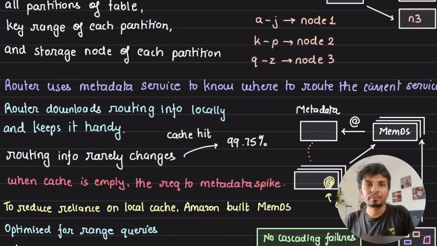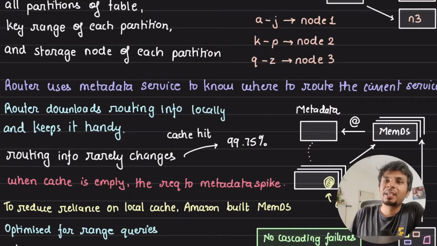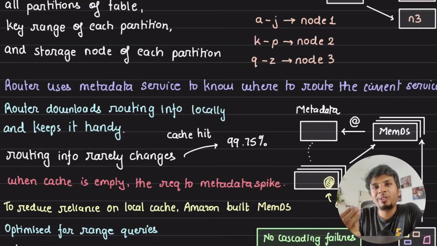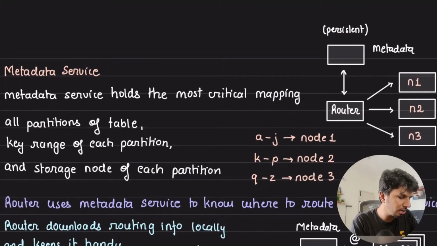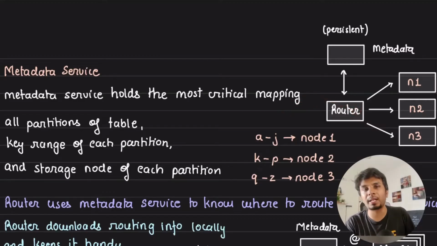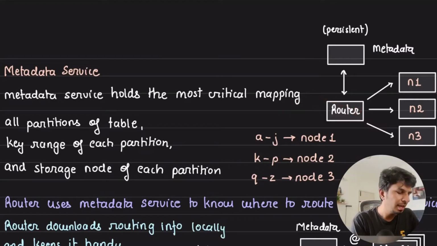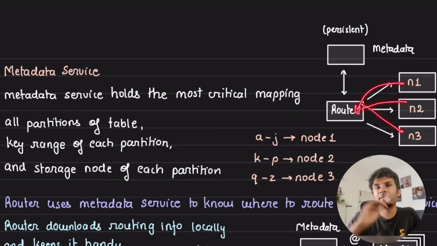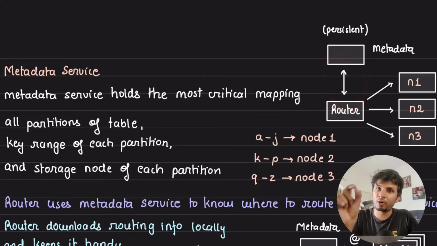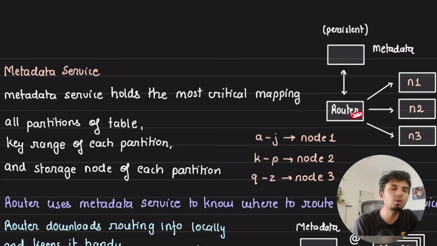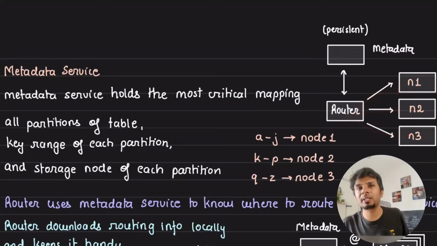So what would you do? This is exactly what DynamoDB does. It caches the routing information locally on the router. So when a router receives the request, it checks if it has the routing information for that corresponding key or partition. If yes, it would use that to forward the request to the corresponding storage node. If not, it would go to the metadata service, download the corresponding routing information for that table, keep it cached locally on the routing server, and then use that information to forward the request to the corresponding storage node.